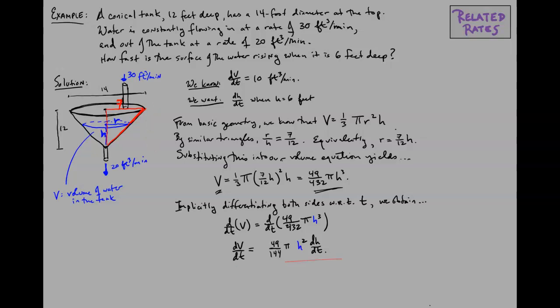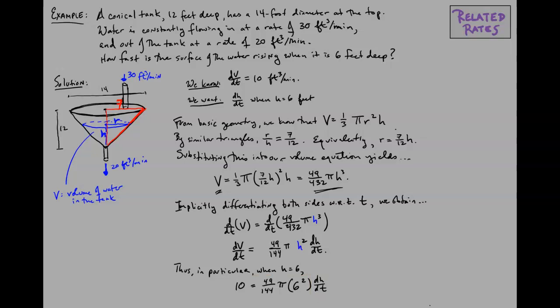So now that we have this relationship, now and only now is the time to freeze the picture, to specify what's happening at the precise moment when the water is 6 feet deep. Thus, in particular, when h is 6, dv dt is this constant times 6 squared as opposed to h squared, times dh dt. But in fact, we know what dv dt is. At all times, dv dt is 10, so I can replace that with a 10. And now I have a relationship involving only one unknown, dh dt, at this particular time. So I can just solve for it.